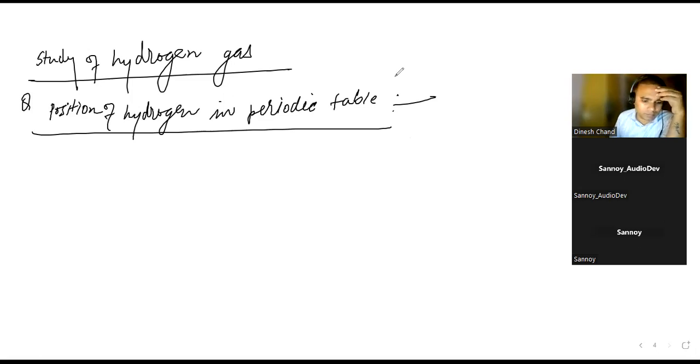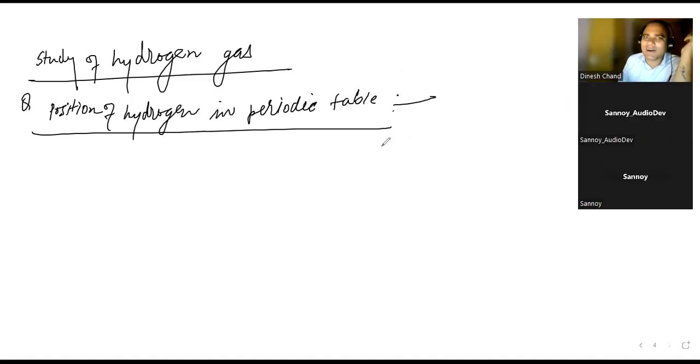Because it has the lowest atomic number. That is why the long form periodic table fails, the modern periodic table, because it could not explain the exact position of hydrogen. Why could it not explain it? This is the only reason why the long form periodic table failed.